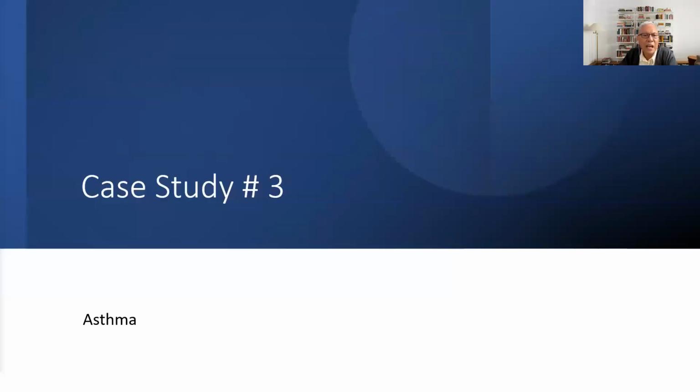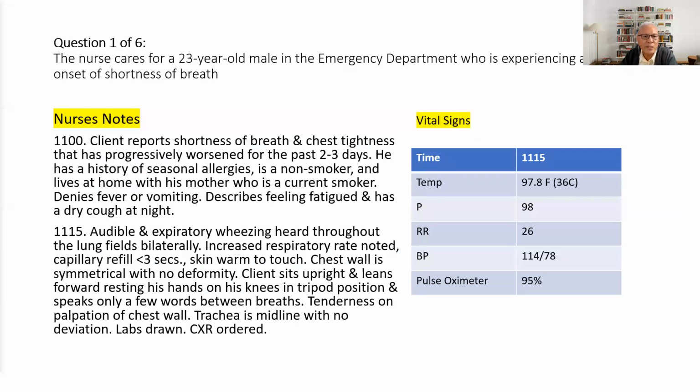So let's now go to the case study. I know that one of you was able to access the case study. So let's take a look at it and respond to the questions. The case is the nurse cares for a 23-year-old male in the ER who is experiencing acute shortness of breath. And we now have a nurse's notes entry at 11 o'clock. The client reports shortness of breath and chest tightness that has progressively worsened for the past 2 to 3 days. He has a history of seasonal allergies, a non-smoker, and lives at home with his mother, who is a current smoker.